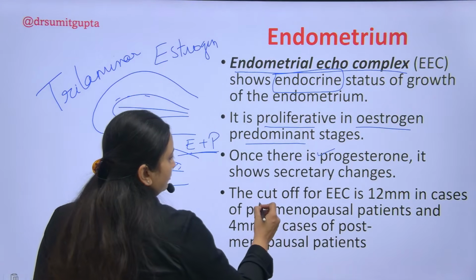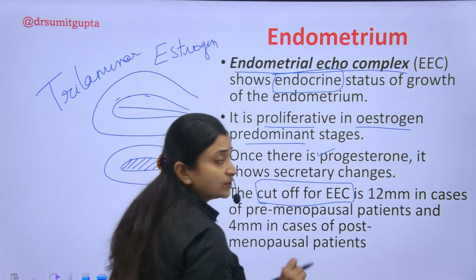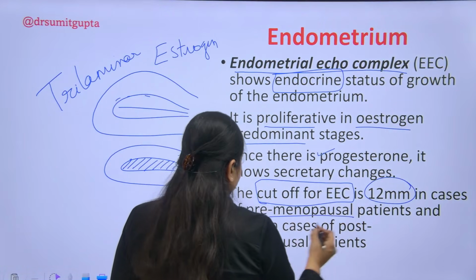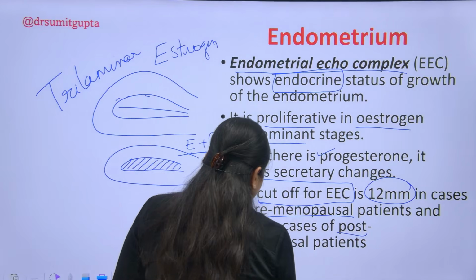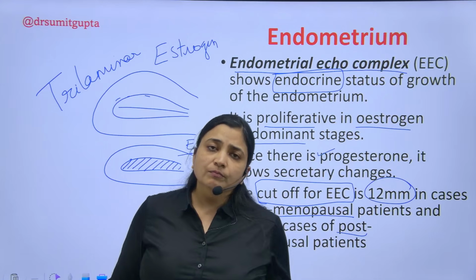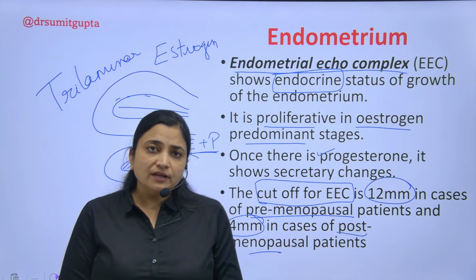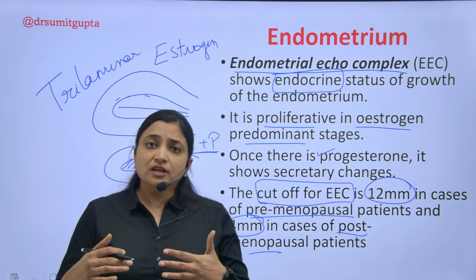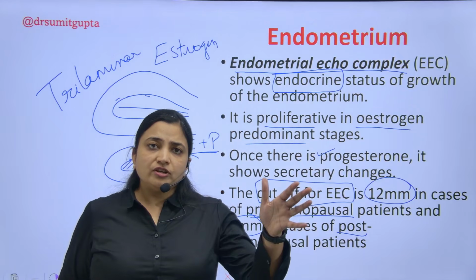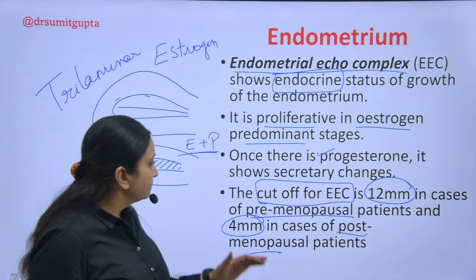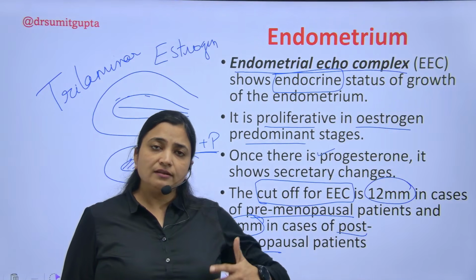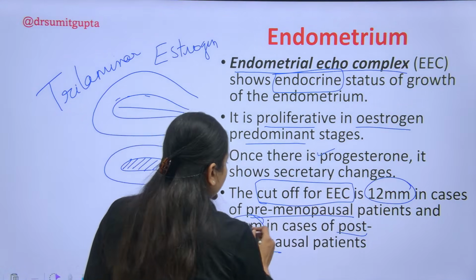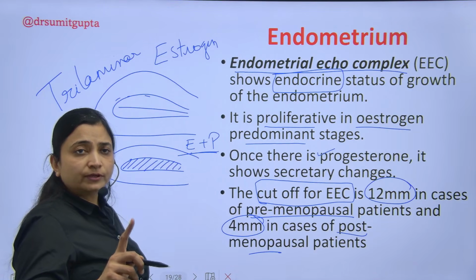Now what is the cutoff of EEC? Where do we feel that this patient is having hyperplasia or not? So 12 mm in the cases of premenopausal patients and 4 mm in cases of postmenopausal. Very, very important. You are getting everything, but the thickness is too much. If it is trilaminar and thickness is too much, there is no progesterone. There is estrogen. The estrogen is unopposed. Think of anovulation, probably PCOS. But if there is progesterone and still the thickness is too much, either there is polyp or some hyperplasia. So whenever this cutoff is crossed, think of some endometrial pathology.